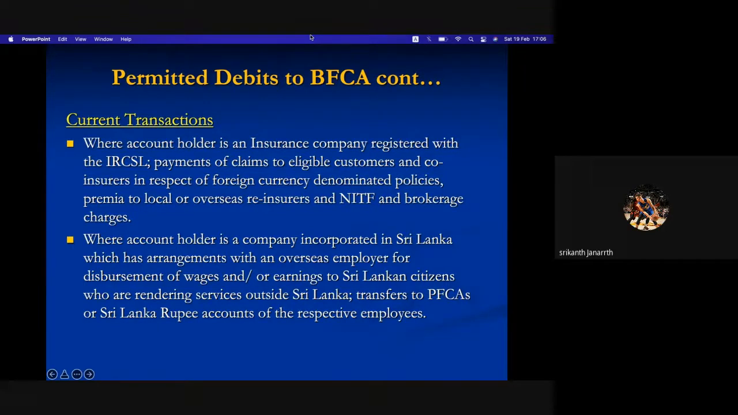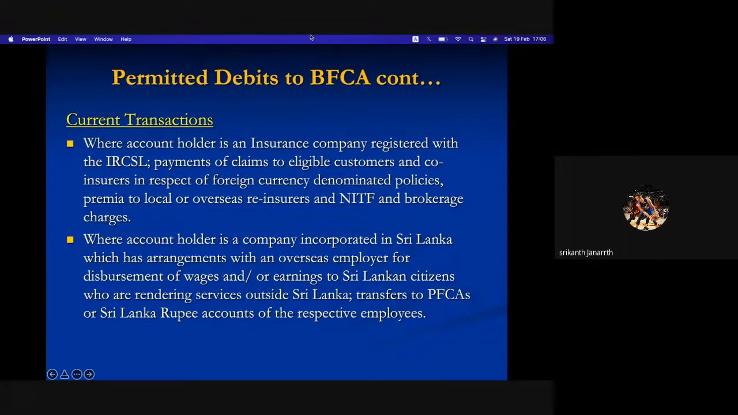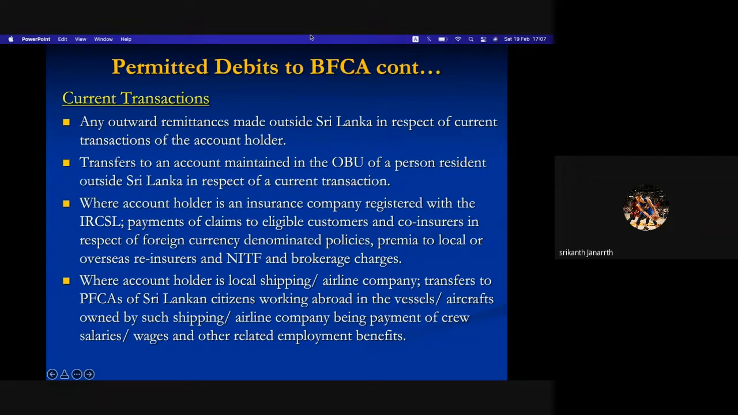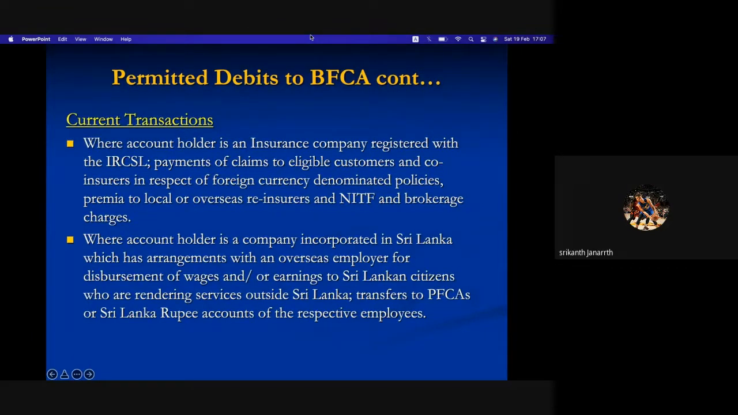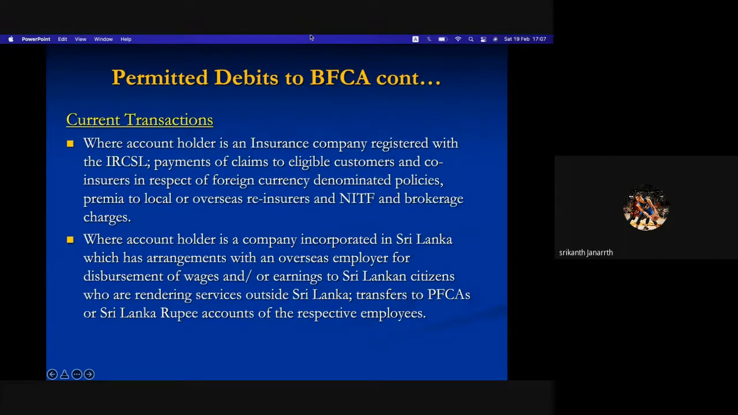Current transaction continues where the account holder is an insurance company registered with the IRC, payment of claims to eligible customers and co-insurance. I think we looked at the same thing. I think that is repeated here. Where the account holders, first one, ignore it.